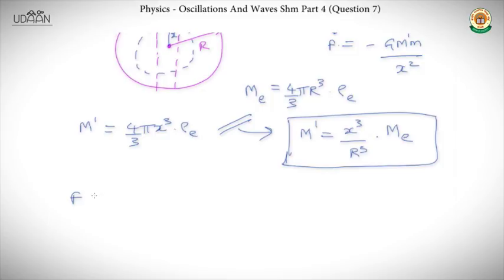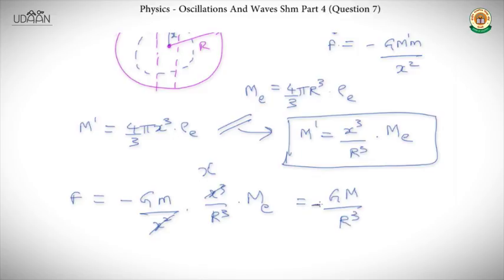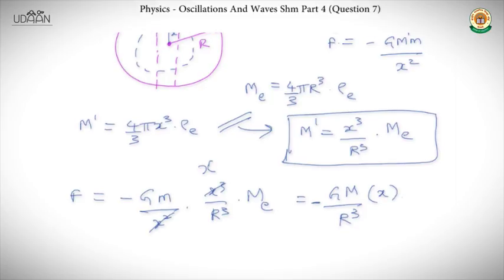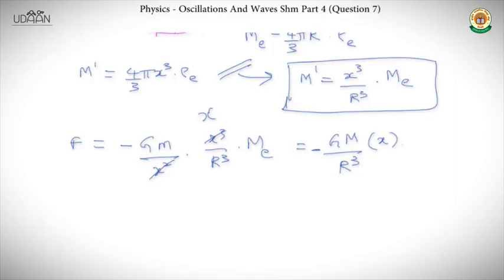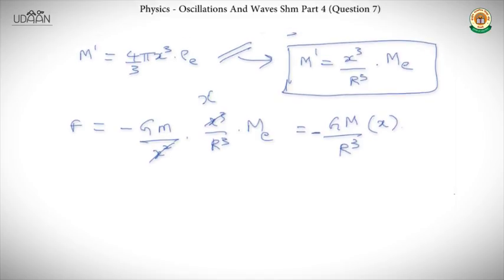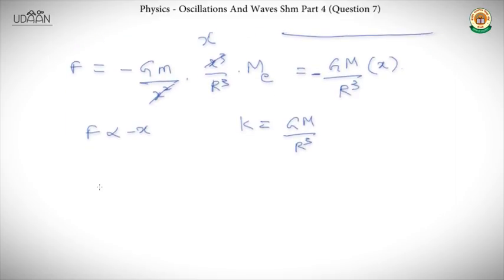So what you get is F is equal to minus G small m by x square into x cube by R cube into capital Me. This x square goes away, and capital Me stays, and this leaves a small x. So you get minus G Me m by R cube into x. So from here what you can see is force is directly proportional to x and it is in the opposite direction. So you can say that if you leave a particle in this tunnel, it will undergo SHM. So force is directly proportional to minus x, and your k will be G Me m by R cube.